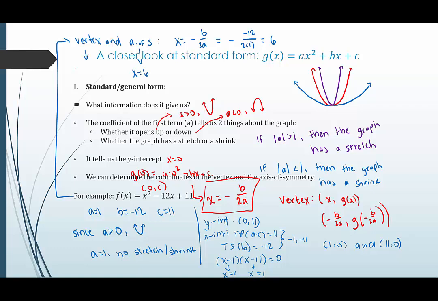Now, to figure out the y-coordinate, we're going to take 6 and plug it into the function we were given. So we're going to say f of 6 equals 6 squared minus 12 times 6 plus 11. 6 squared is 36. 12 times 6 is 72, plus 11. 36 minus 72 is negative 36, plus 11 is negative 25. And that's our y-coordinate of the vertex. So we plugged in 6, we got negative 25 as the output. And that's all the information that we can get from the standard or general form. Now let's look at an example where we actually graph.